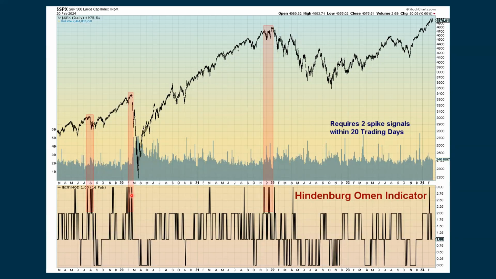And of course, all the perma bears are patting themselves on the back and having a party saying, oh, I told you all about this, and look what happened after that. Okay, fine. If you want to do it that way, that's okay. We also had another Hindenburg omen right at the end of 2021, going into the early part of 2022, before we saw a very difficult year in 2022.